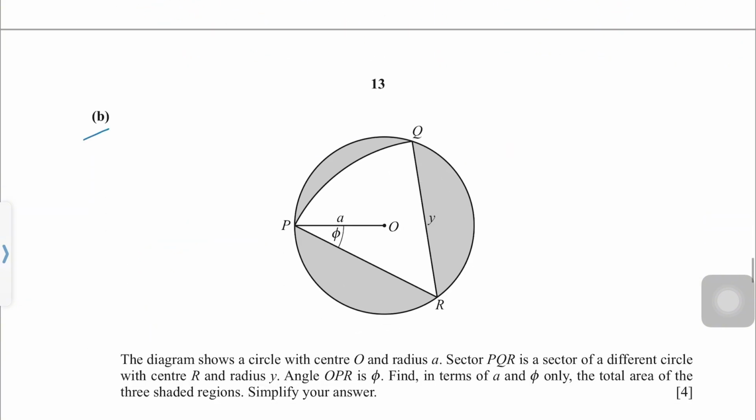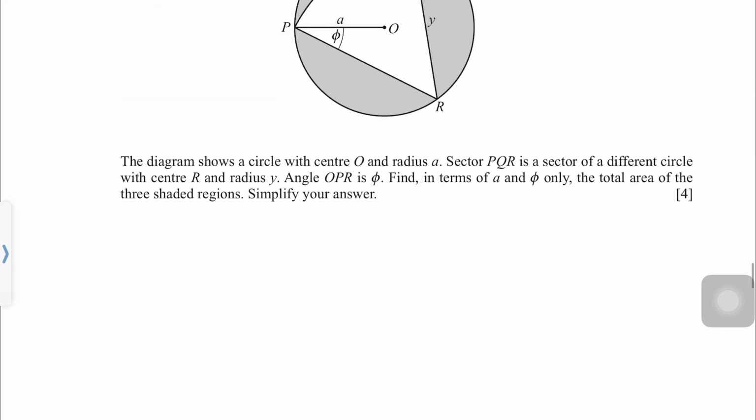Now moving on, we have our part B. The diagram shows a circle with center O and radius a. Sector PQR is a sector of a different circle with center R and radius y. Angle OPR is phi. Find, in terms of a and phi only, the total area of the three shaded regions. Simplify your answer. So let's just think about the shaded region.